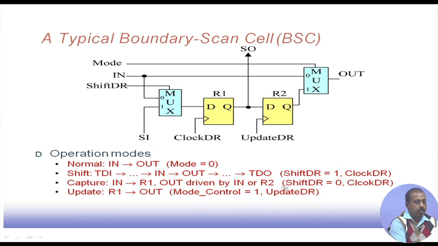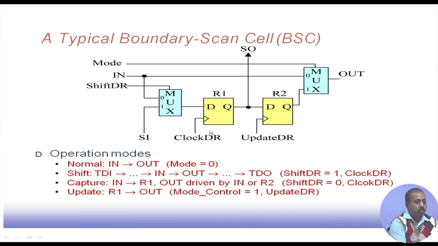Then in capture mode, shift DR is equal to 0 and clock DR equal to 1. Shift DR equal to 0 means whatever is coming on this input line will be put into this multiplexer and will come to this register R1. So, essentially in shift mode the test pattern is being shifted via this line, and in the capture mode whatever be the circuit output is being captured via this input line. So, from in it is coming to this multiplexer to this R1. That is the shift and capture mode.